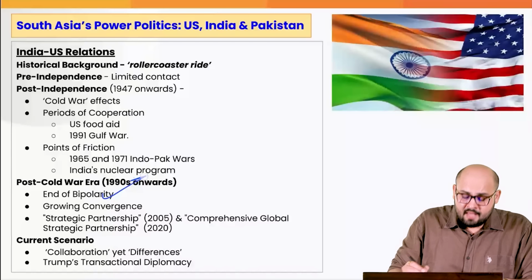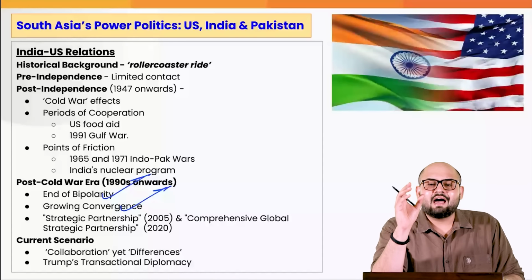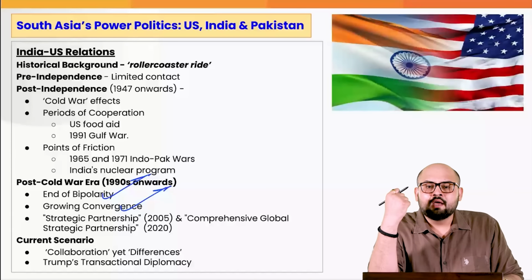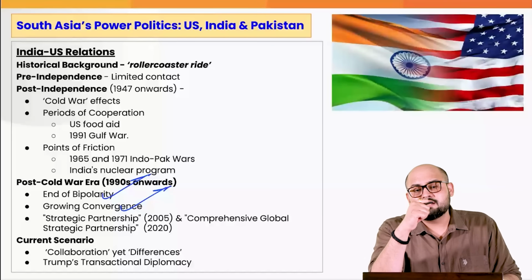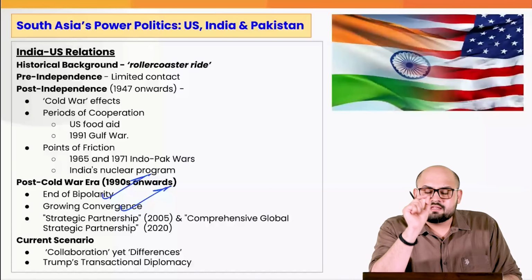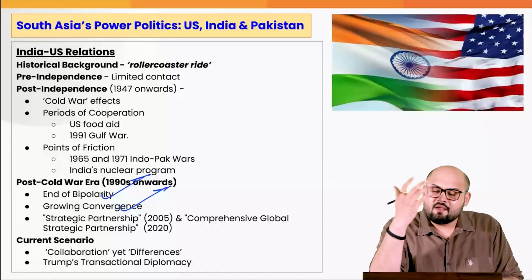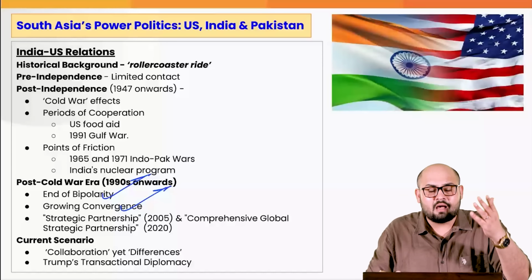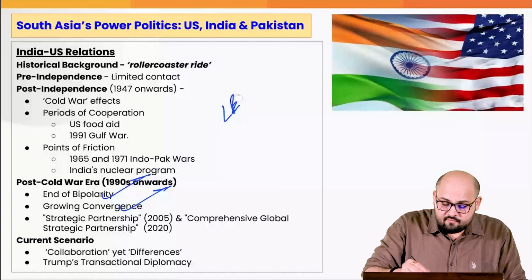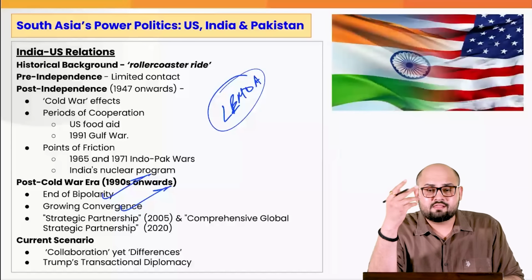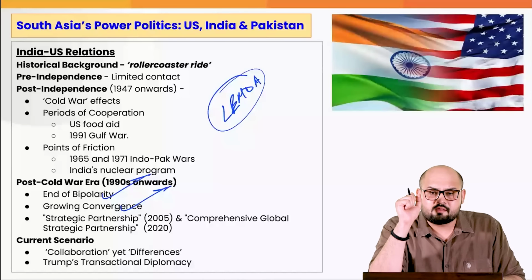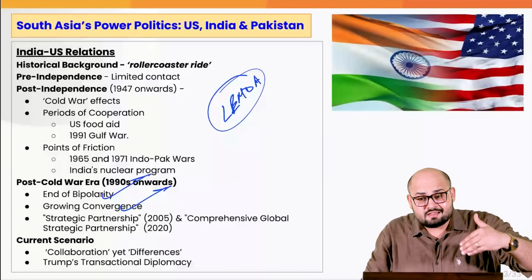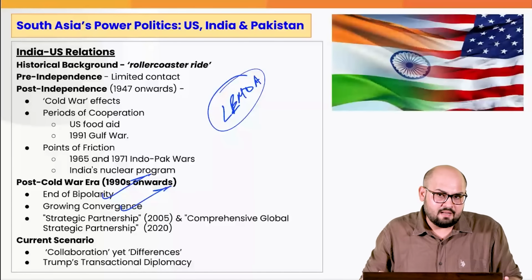End of bipolarity and growing convergence. Now, convergence has been in different domains. You talk about technology, you talk about space research, you talk about the collaboration with respect to the economic aspects, business investments, or defense. You must understand that US has given the status of major defense partner to India, right? We have signed a lot of strategic arrangements. For example, we have LEMOA, right? Or for example, let's take the case of COMCASA, or let's take the case of BECA, or let's take the case of GSOMIA, right? So these are the 4 foundational agreements which India has signed with the US. This itself speaks about the importance of this particular partnership.